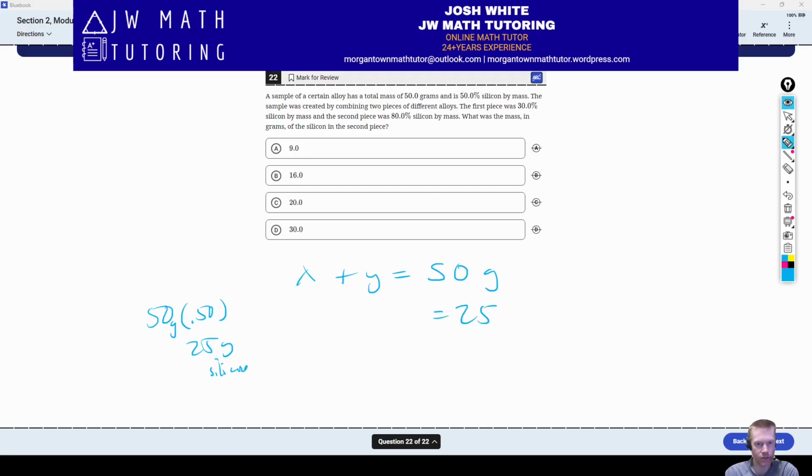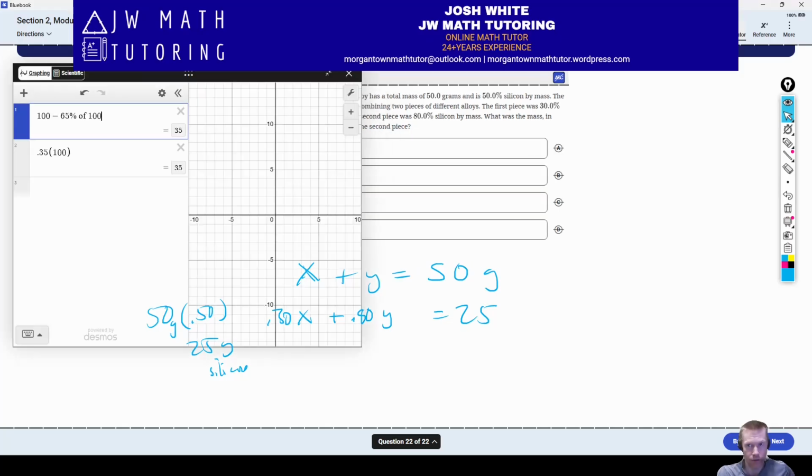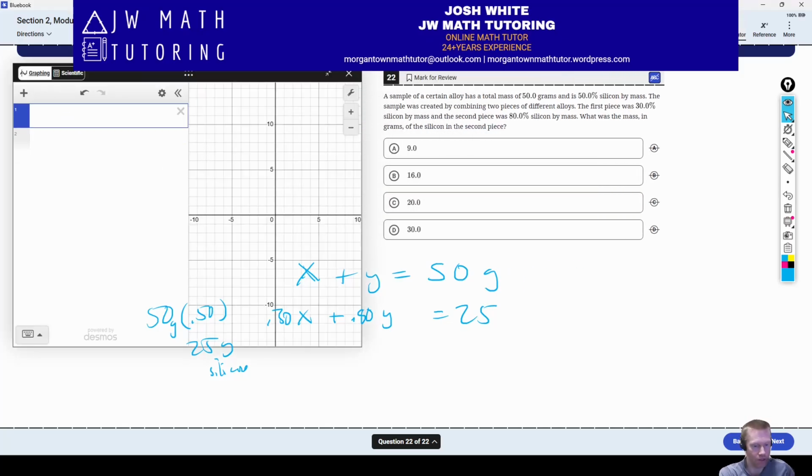So the first equation is just the total mass of the first alloy and the second alloy, and it's 50 grams. The second equation is going to be basically the mass of silicon from each. The first one is 30% silicon, so 0.30 times its mass will give me the amount of silicon. And the second one is 80%. Therefore, it's going to be 0.80 times y. And that's going to add up and equal the 25 grams of silicon. So now that I have this system of equations, I'm just going to go straight to Desmos to solve this. There's no reason to bother solving this out by hand.